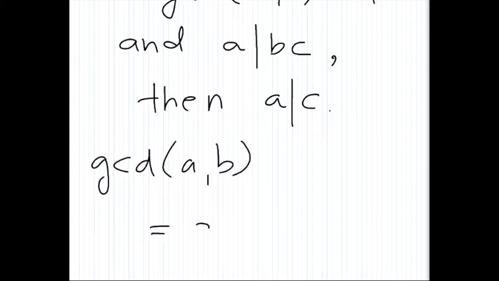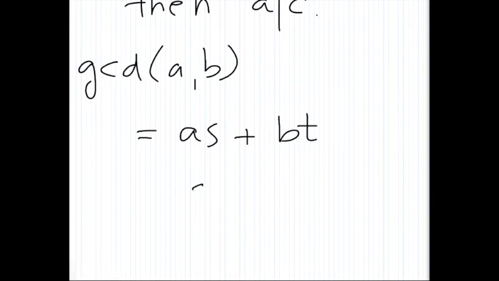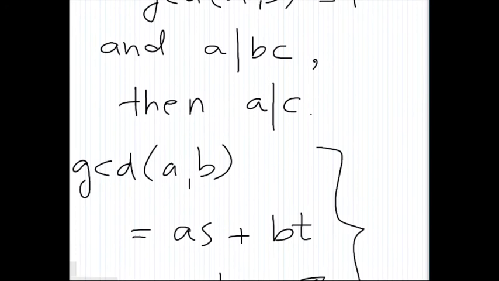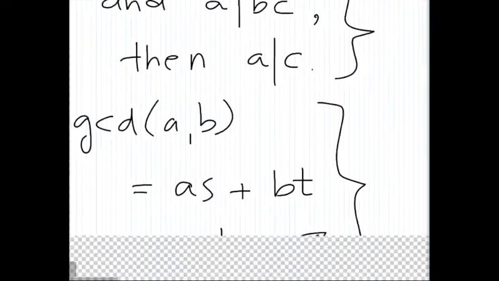Now the proof of this lemma actually uses the fact that the GCD of a and b can be written as a linear combination of a and b. So this can be written as a times s plus b times t, where s and t are some integers. The proof that the GCD can be written as a linear combination is a little bit involved, and we'll postpone it to a later stage, but we'll make use of this statement: if the GCD of a and b is 1 and a divides b times c, then a divides c.